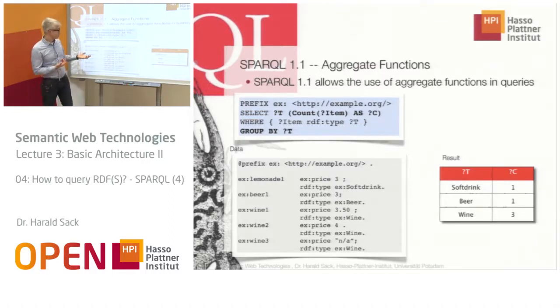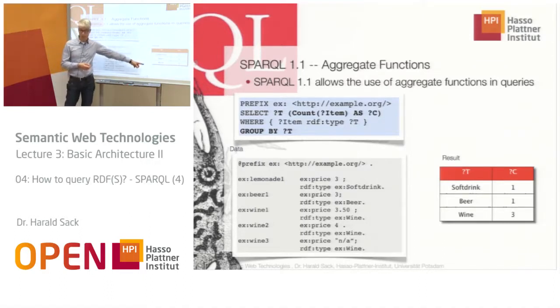So the result will be this simple table consisting of the name of the types and the number of items belonging to the type. What you can also do, for example, is you can also use the keyword distinct here. So you count simply distinct items, and then you would have the number of distinct items per category.